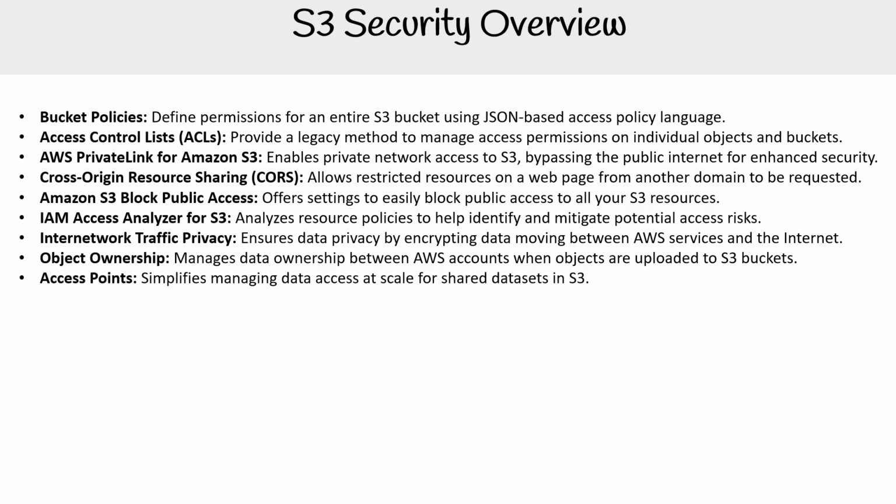You have access points. This simplifies managing data access at scale for shared data sets in S3. So the idea is that instead of writing these giant bucket policies, you can write subsections of permissions and put them on a separate endpoint to make management for multiple people easier. You have access grants. This is when you want to make your data available to identities or principals within a directory service like Active Directory.